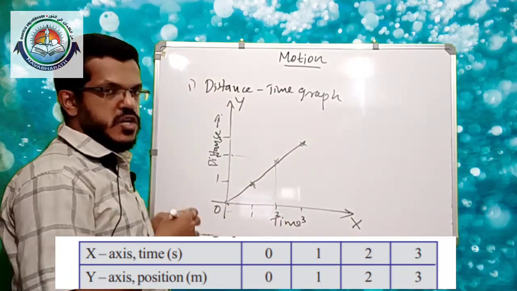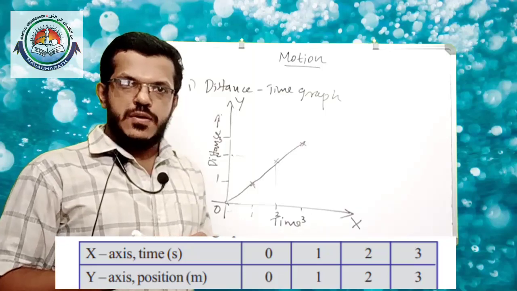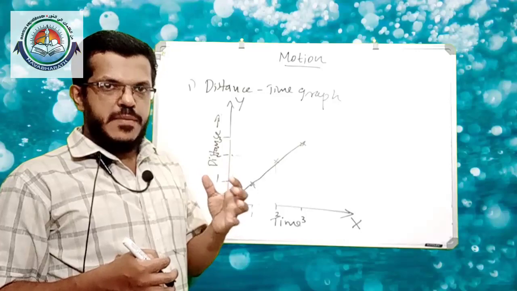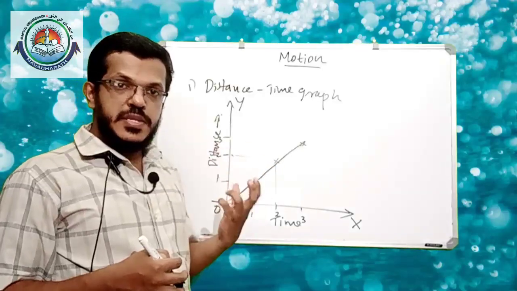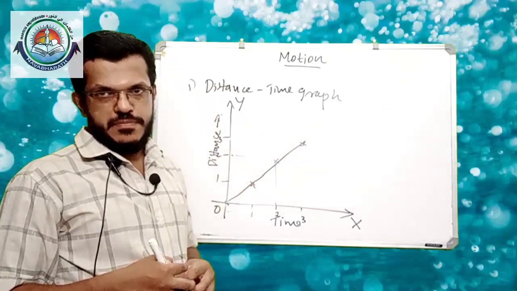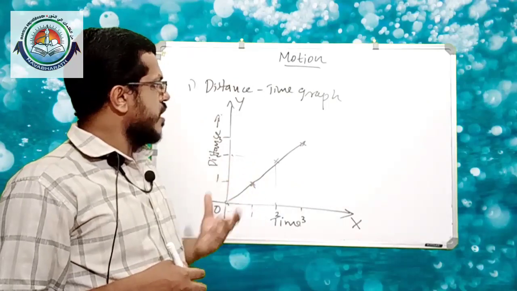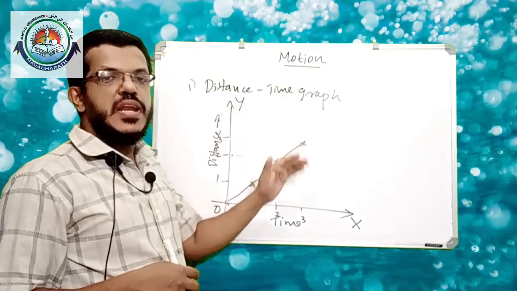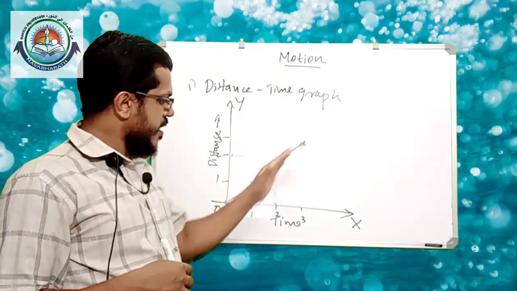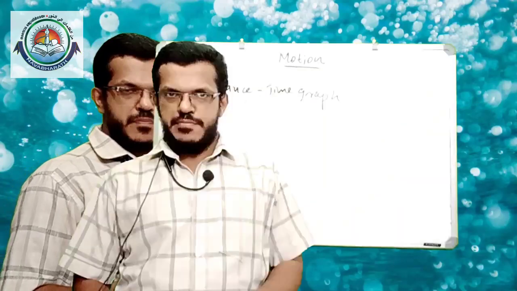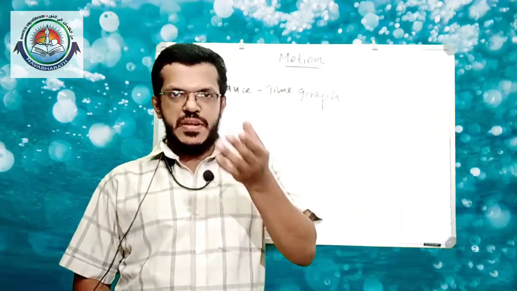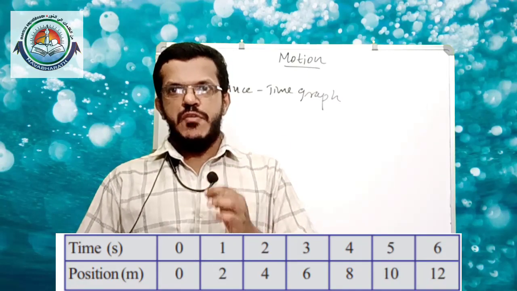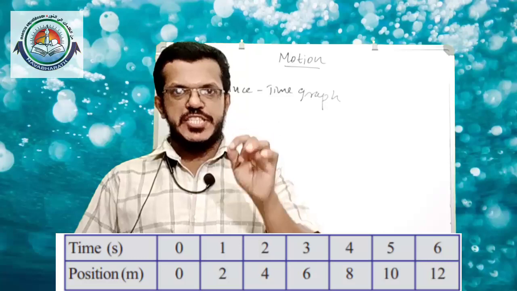This is the method to represent a graph. Using a table of values of time and position or distance, we can depict a graph like this. This is a position or distance time graph, and this is a straight line graph. Okay, another table is given on the screen. Using this table, we want to draw a distance time graph.